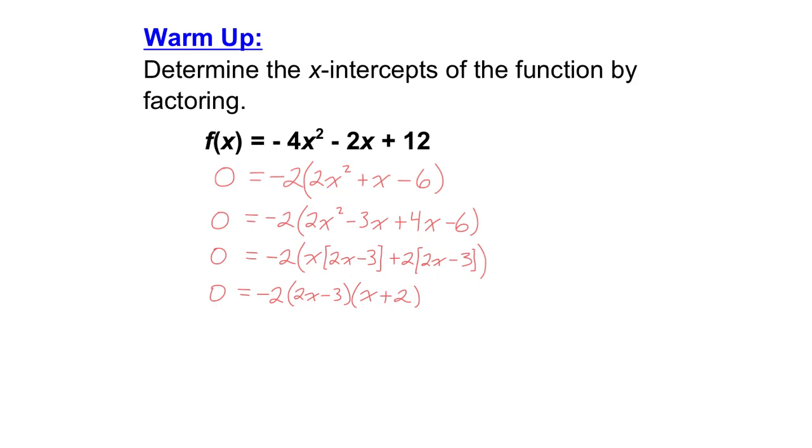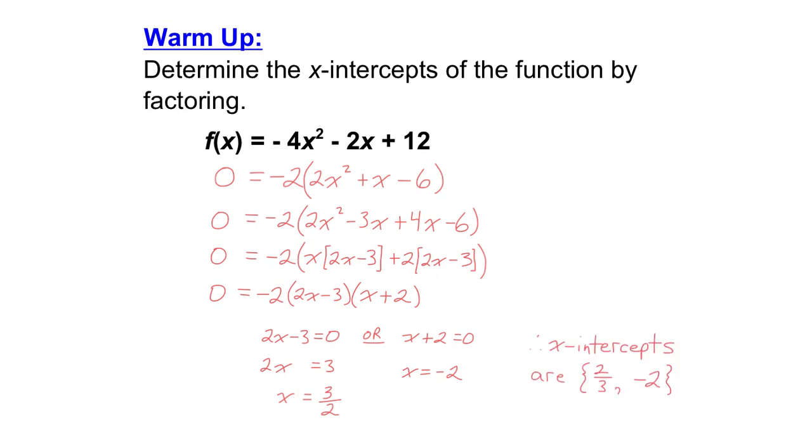So when you factor this, you end up with -2 times 2x minus 3 times x plus 2. Remember, if you're trying to find the x-intercepts, you're trying to find the points where the function is equal to 0. So now you can solve this equation using the zero product property. So either 2x minus 3 equals 0 or x plus 2 equals 0, in which case x is either 3 over 2 or -2. So this was just a reminder on how to solve an equation by factoring.